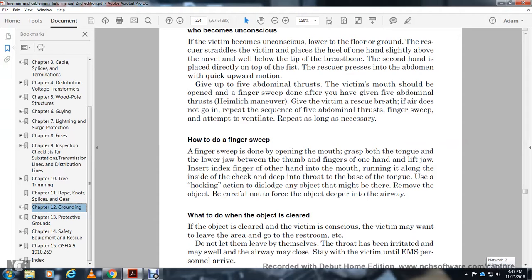How to do the finger sweep: use the thumb to open the mouth, grasp both the tongue and the lower jaw between the thumb and the fingers of the hand and lift the jaw. Then insert the index finger of the other hand into the mouth, down inside the cheek to the base of the tongue. The hooking action will dislodge any object that might be there. Remove the object. Be careful not to push the object deeper into the airway.